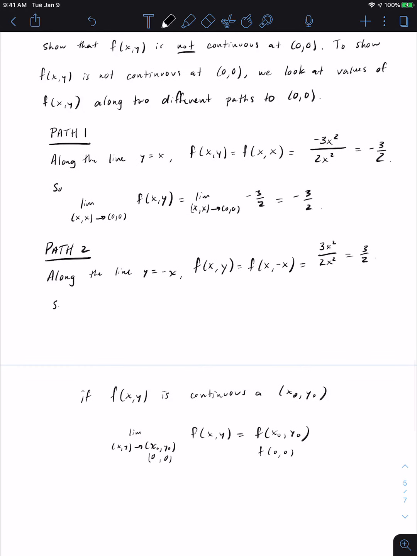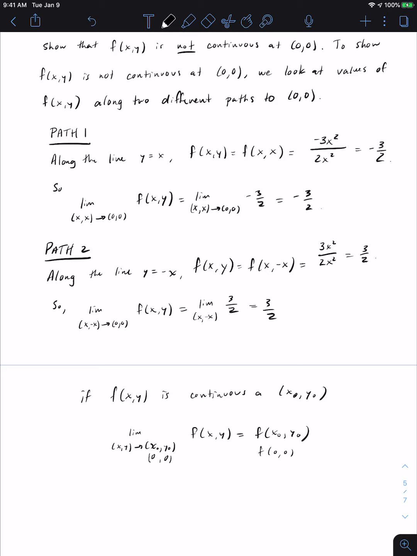So that means that my limit along that path, which is (x, negative x), as I approach (0, 0) of my function, well, my function along that path is just the constant positive, this time positive 3 halves.